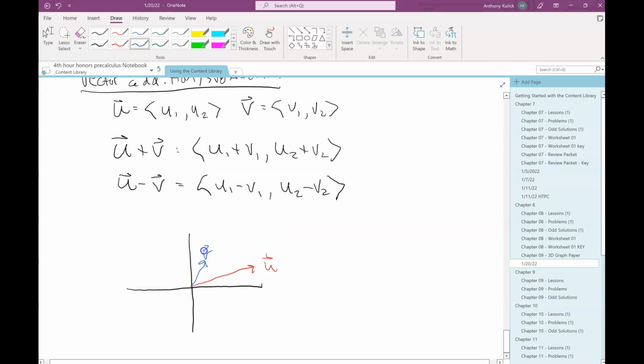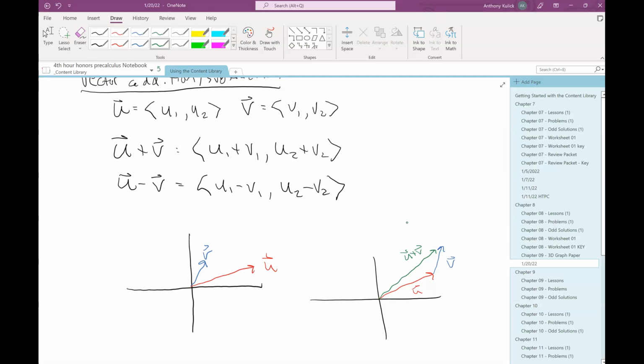So let's say we have the vectors u and v here. What we would do to add them is take one of the vectors and place its tail at the head of the other vector. Everybody cool with that geometrically? What's going on there?